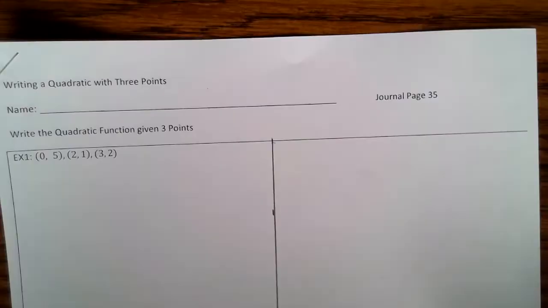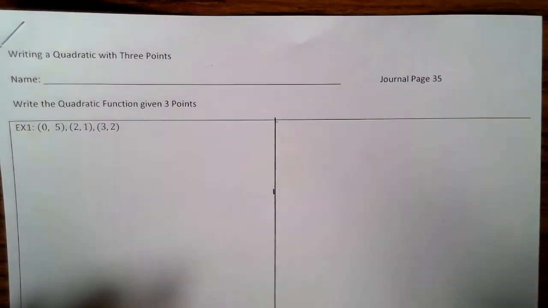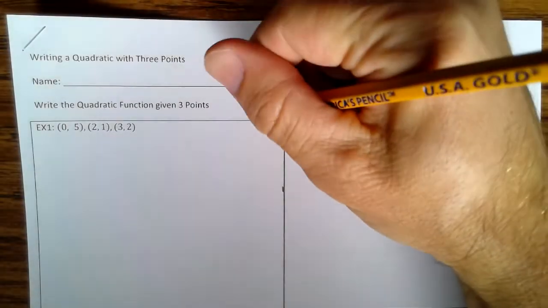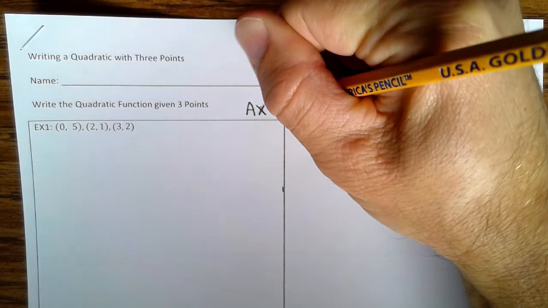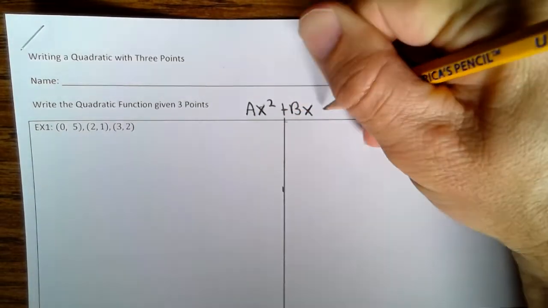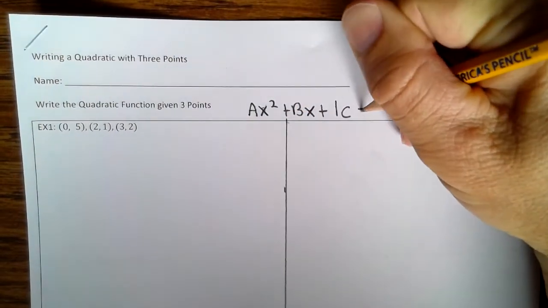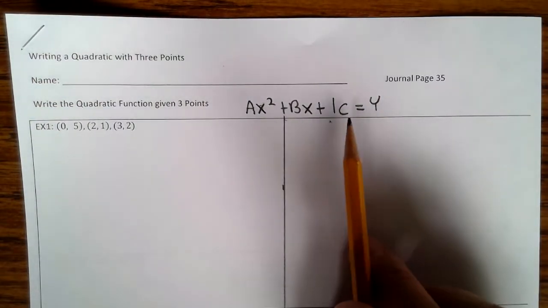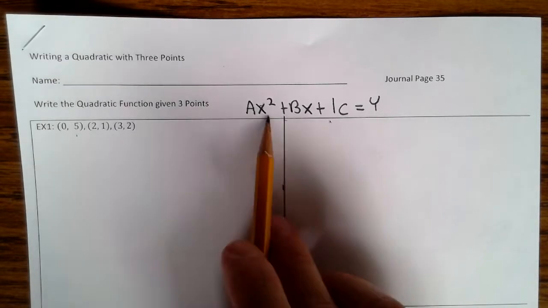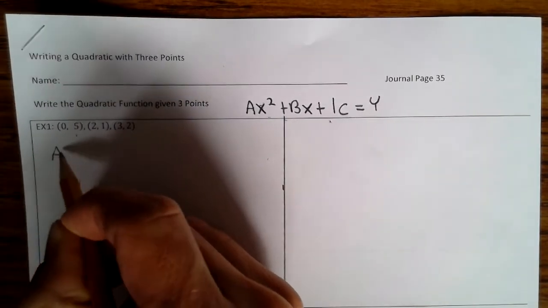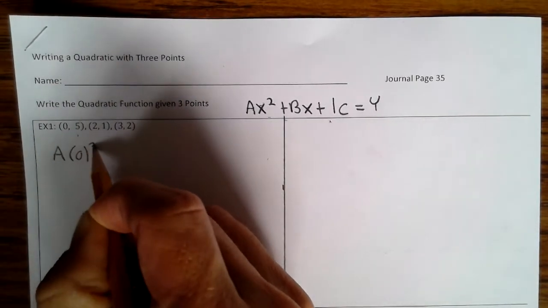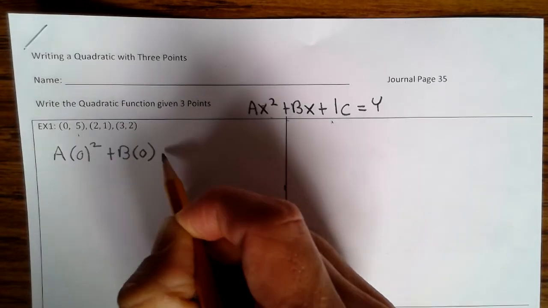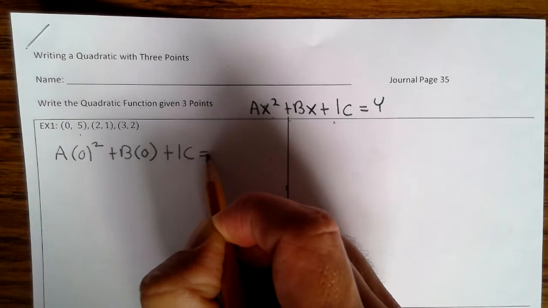Okay, so first thing first, we want to use ax squared plus bx plus 1c equals y. Okay, we're going to use this to write our quadratic given 3 points. So let's substitute the first point into here. So that's a times 0 squared plus b times 0 plus 1c equals 5.